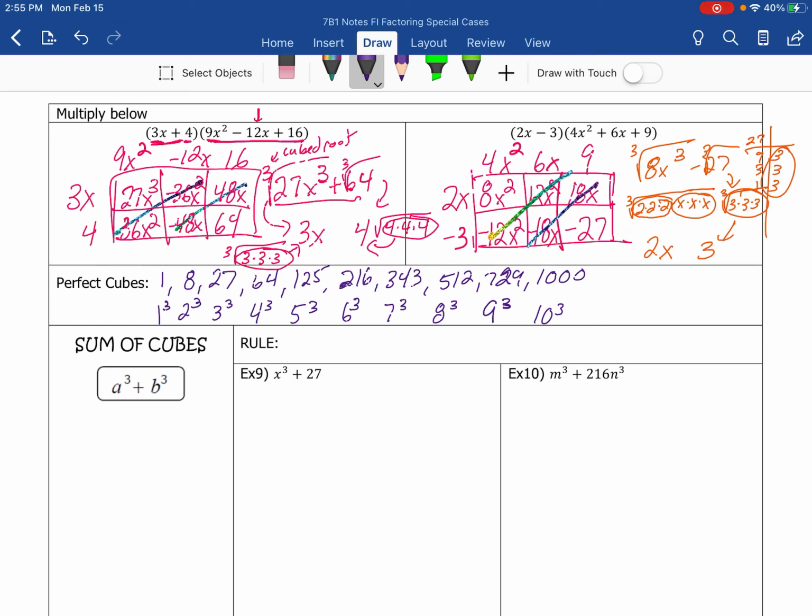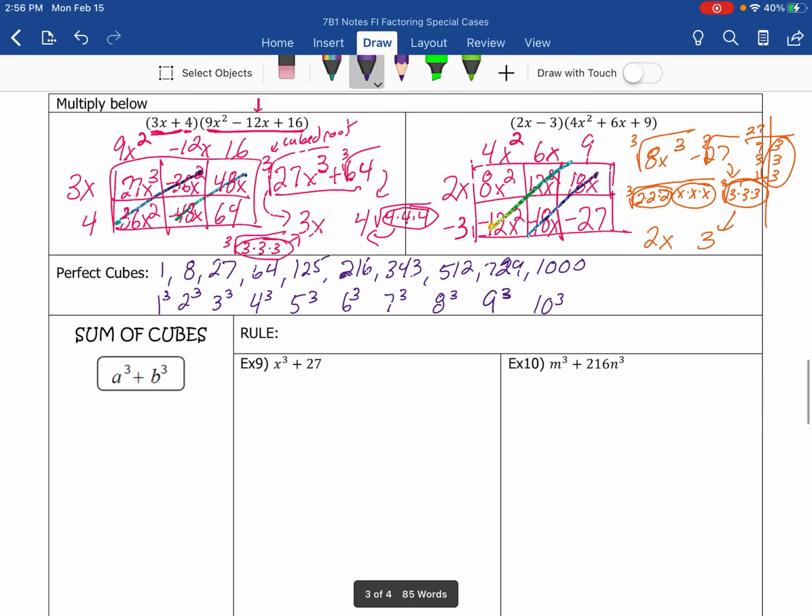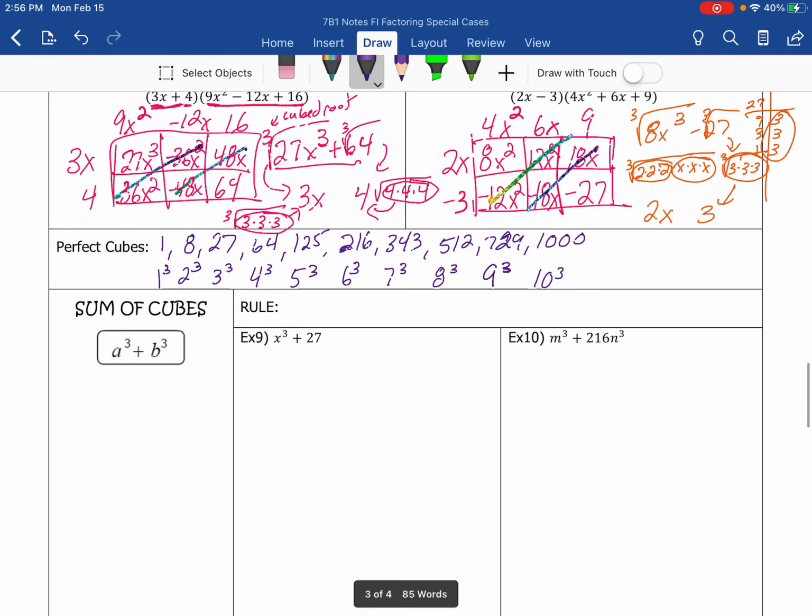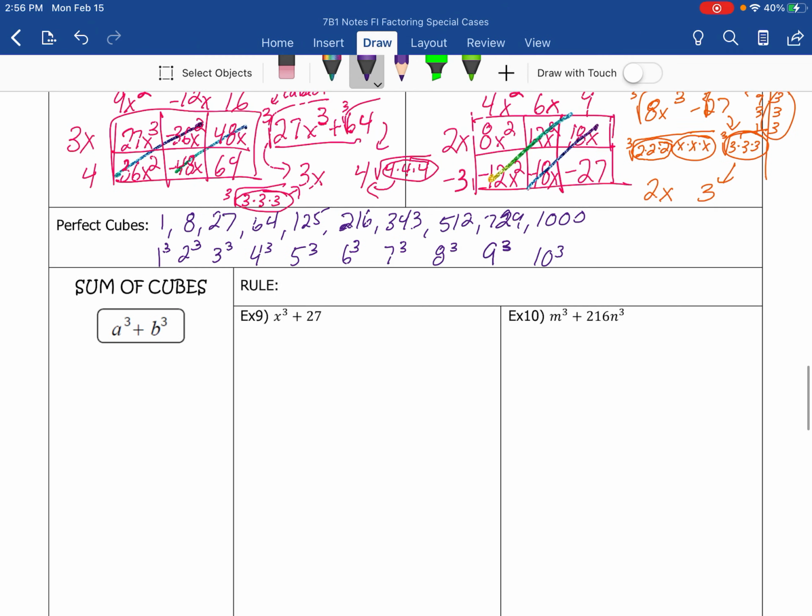So the sum of cubes has a basic rule. It's kind of hard to explain exactly how it works, but basically you're given a perfect cube and a perfect cube. First thing you always do, as with anything, is you always have to find the GCF. After you find the GCF, what you're going to do is something very similar.